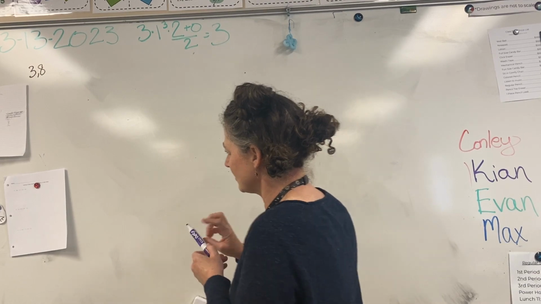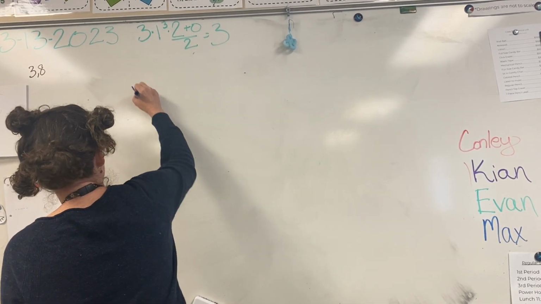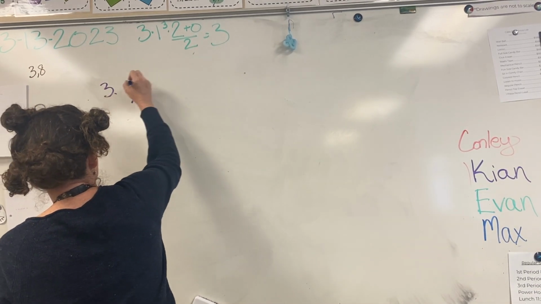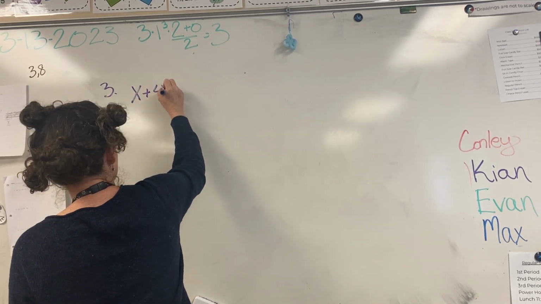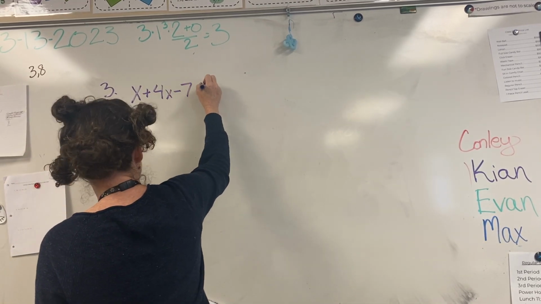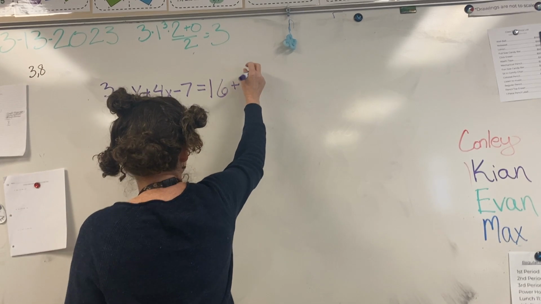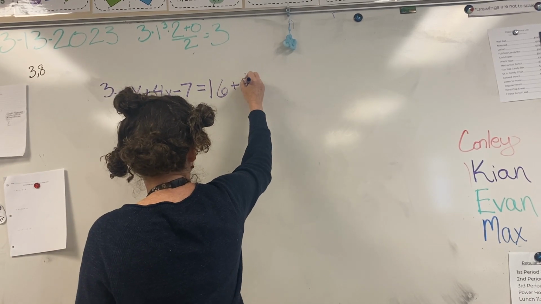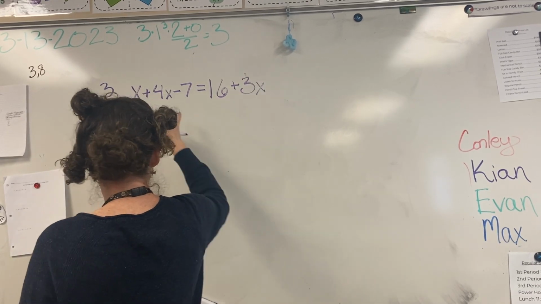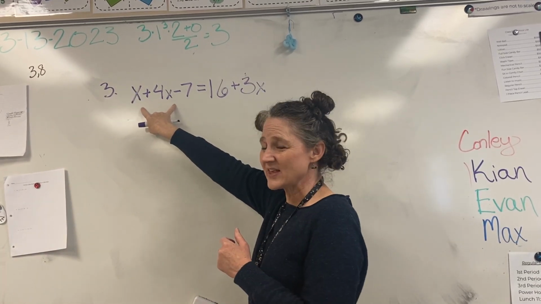Packer, will you close that door, please? Okay, so we have x. This is number 3. x plus 4x minus 7 equals 16 plus 3x. Okay, so I've got 2 x's on this side.